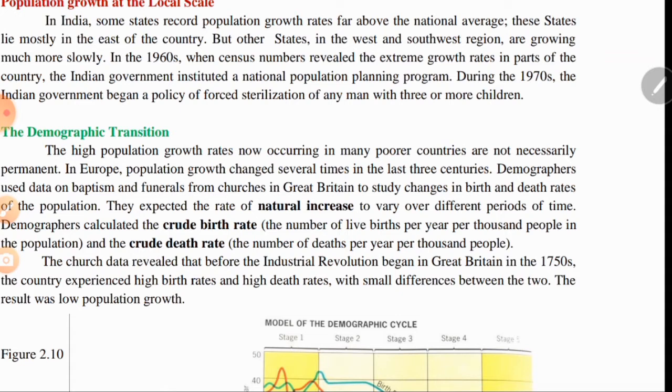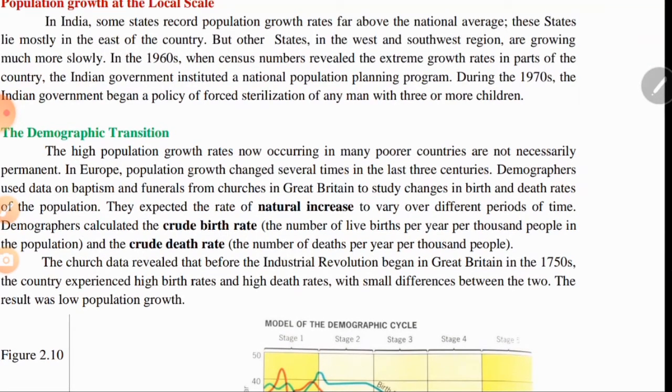Then, the demographic transition. The high population growth rates now occurring in many poorer countries are not necessarily permanent. In Europe, population growth changed several times in the last 3 centuries, and they used data on baptisms and funerals from churches in Great Britain to study changes in birth and death rates of the population. They expected the rate of natural increase to vary over different periods of time.